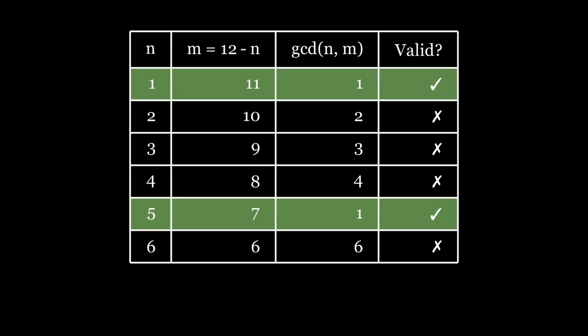Since n must be less than or equal to m, for each n, we calculate m as 12 minus n. Then find their greatest common divisor. If the GCD is 1, the pair is valid. Now we convert our valid pairs back to x and y by multiplying both n and m by 12.